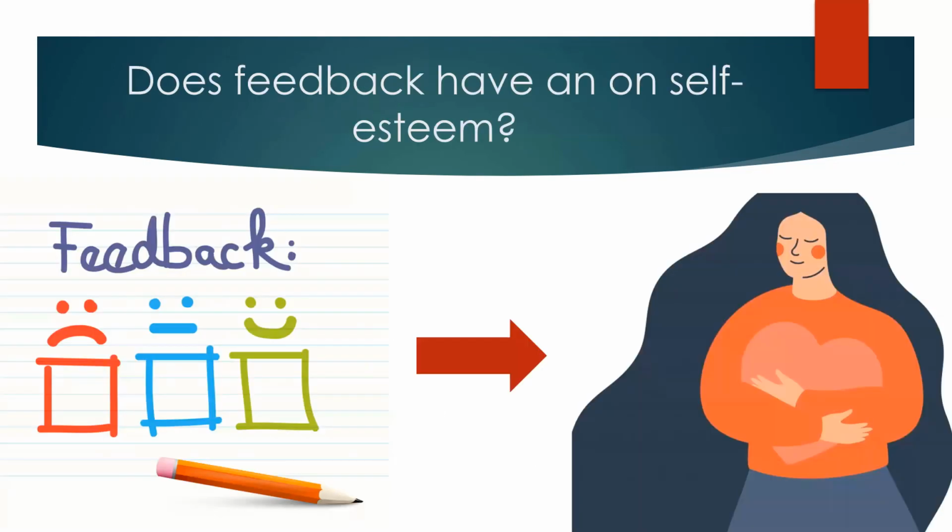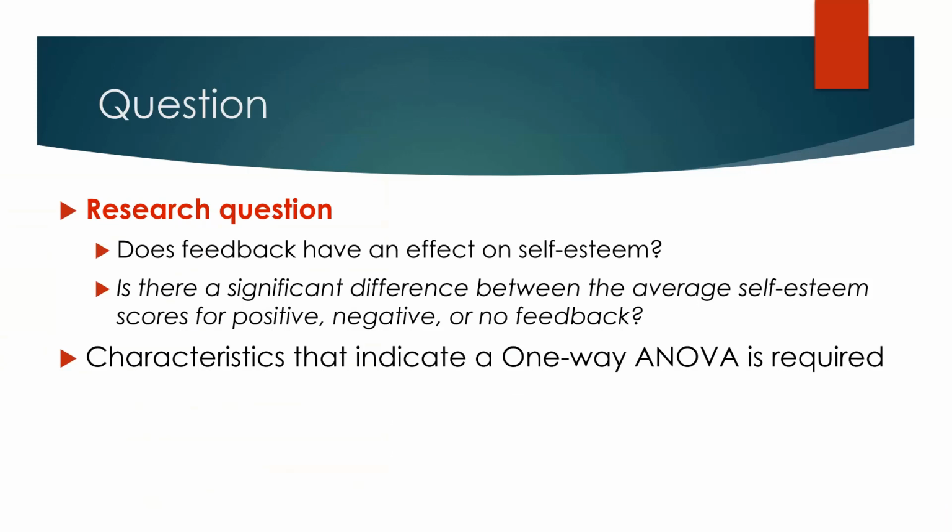So here's the scenario that we're going to use to understand this a little bit better. Let's say that you ask this question: does feedback have an effect on self-esteem? We have that general question, so how can we make it more specific for our research question? The research question would be phrased like this: is there a significant difference between the average, keyword because we're dealing with means, average self-esteem scores for positive, negative, or no feedback?